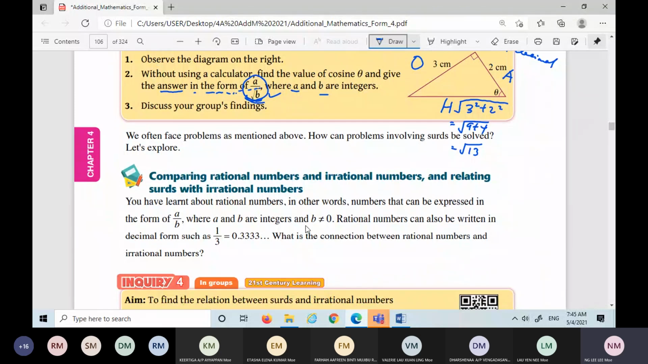Okay, so we continue. Before that we have to learn this. What is a rational number, and what is an irrational number? Rational number and irrational number.